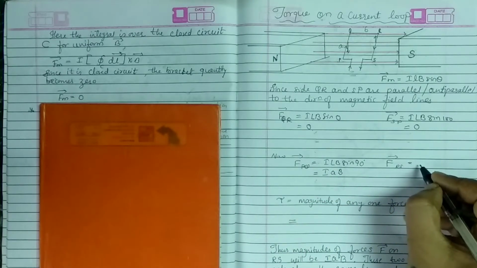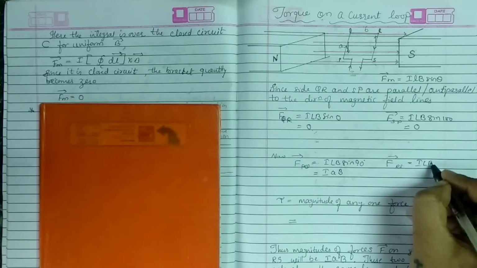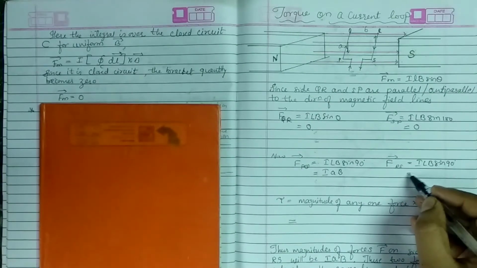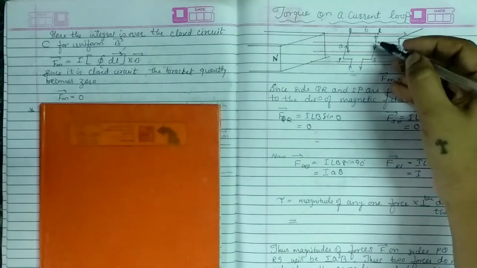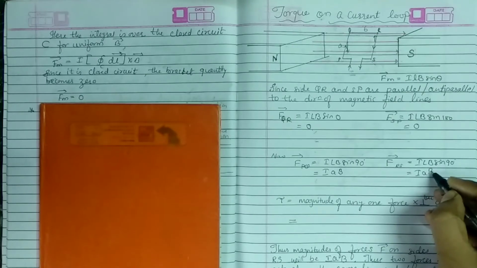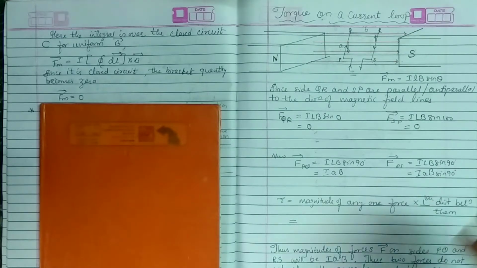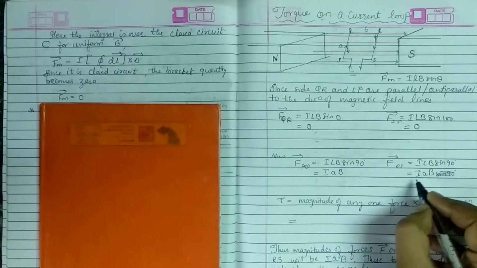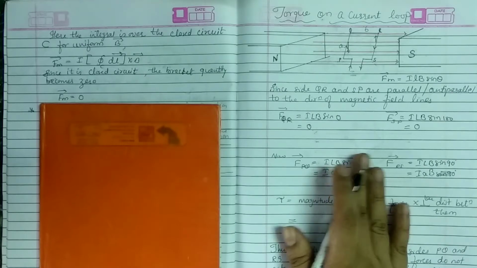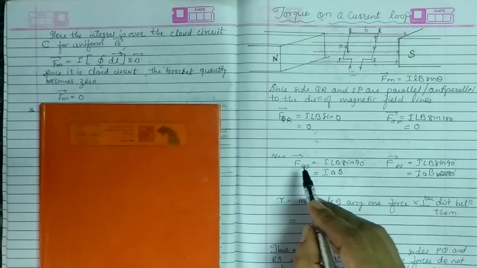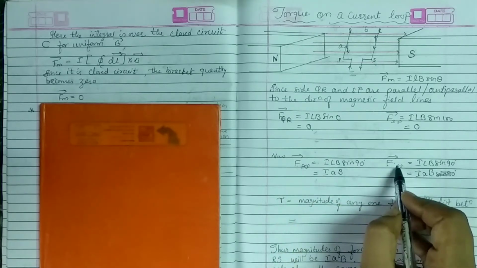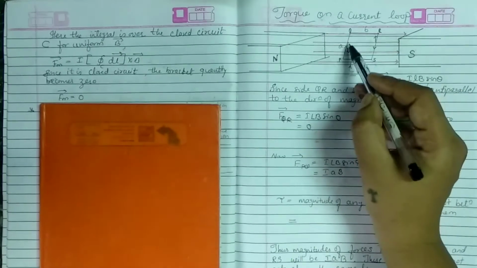So what will happen in RS also? It is ILB sine 90 once again, because RS is also perpendicular to the direction of the magnetic field. So it becomes once again I, and this is the length A I am taking, and it is B sine 90. So if you see, the sine 90 became 1 over here, so it became IAB itself. In both the cases, the force on side PQ is equal to the force on side RS. It indicates that equal forces are applied, but according to the right hand rule, they are in opposite direction.